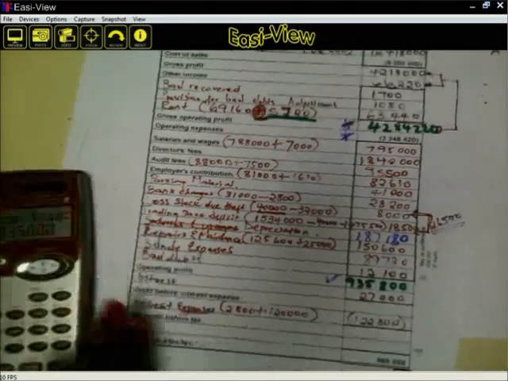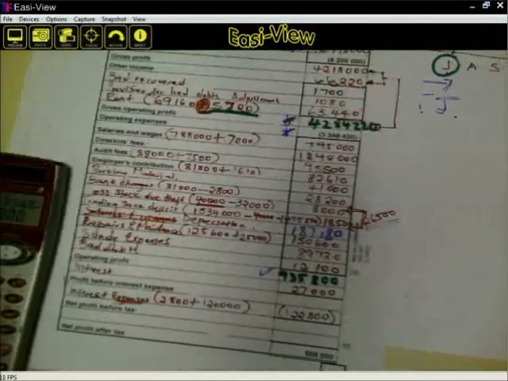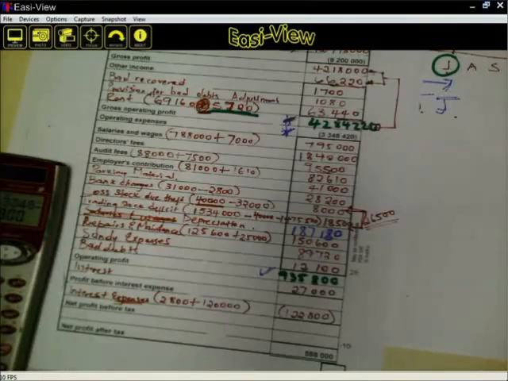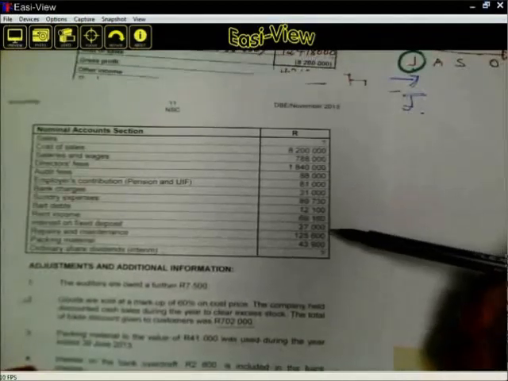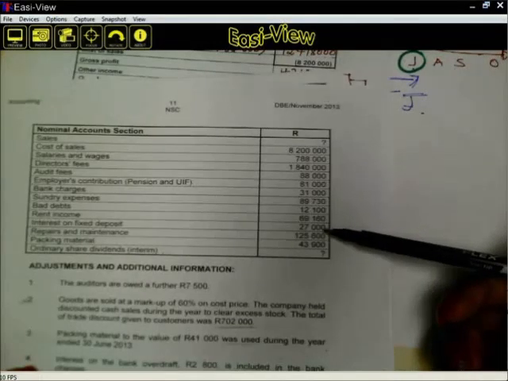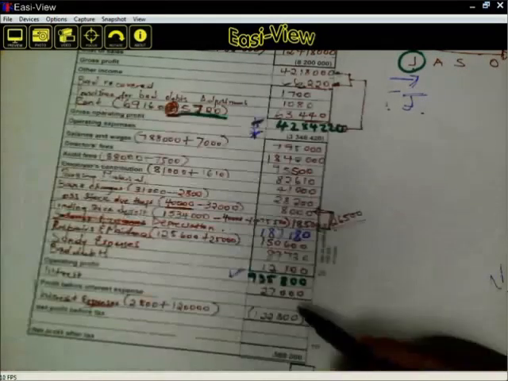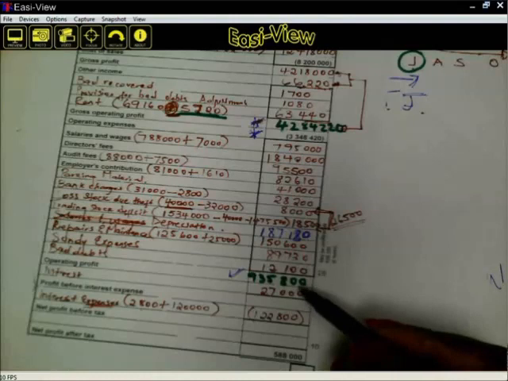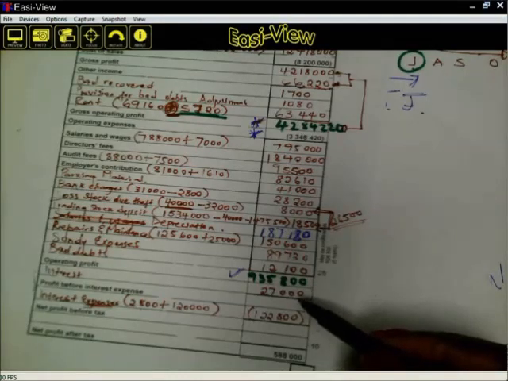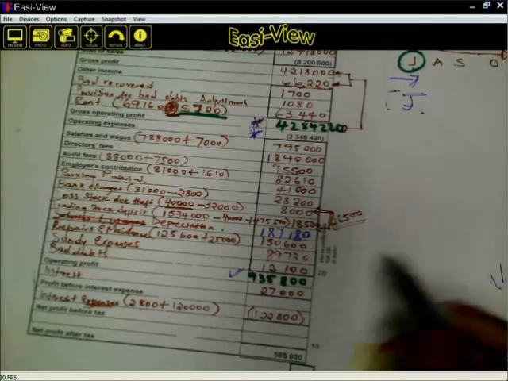After that, we're coming down. We're having interest, of which I did it in a rush. This interest comes from the nominal account section. Here is the interest, 27,000. Then what do you do with this 27,000? You must add it onto the operating profit.